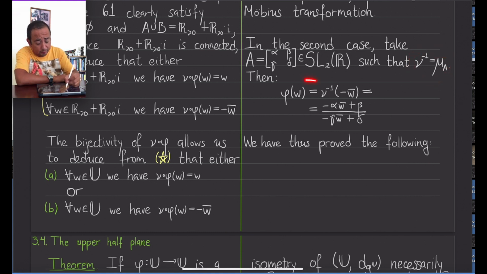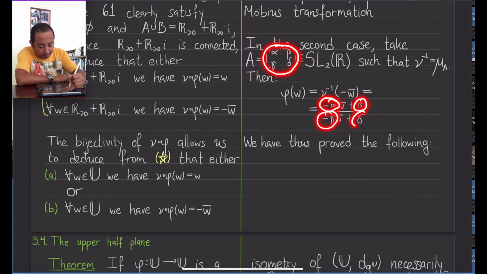Okay, then, as I said, phi of W is nu inverse of minus W conjugate. Then I just plug this into the formula for nu inverse in terms of A, so it gives me this. And then what do I notice? I notice that this still looks like plugging a conjugate into some Mobius type quotient, where now the coefficients form a matrix of determinant -1. Because I know that alpha, beta, gamma, delta has determinant 1, so the coefficients here form a matrix that has determinant -1.